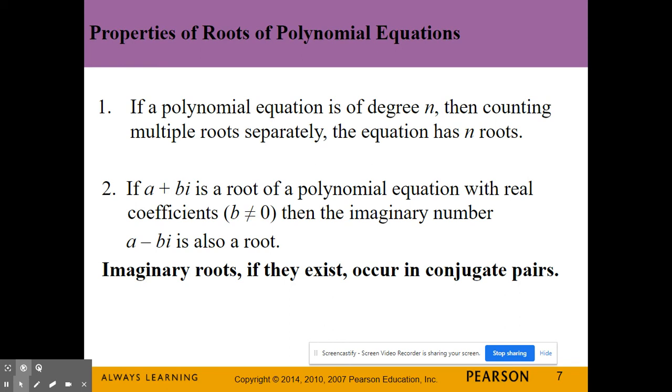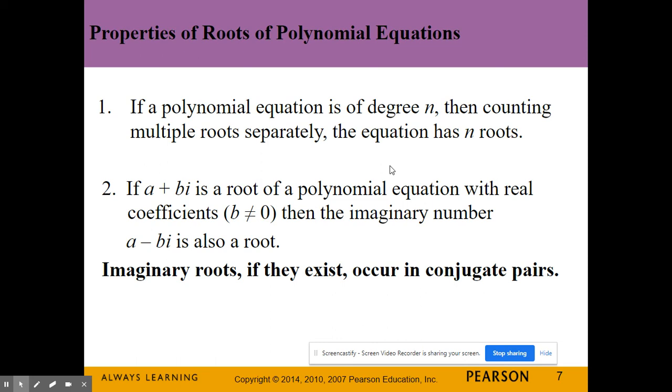The two that we just looked at were cubic functions, and they had 3 roots apiece, right? That's going to happen every time. So if it's a 4th degree, it'll have 4 roots, for instance. The second part here is if you have an imaginary root, its conjugate is also a root. So if a plus bi is a root, then a minus bi is a root.